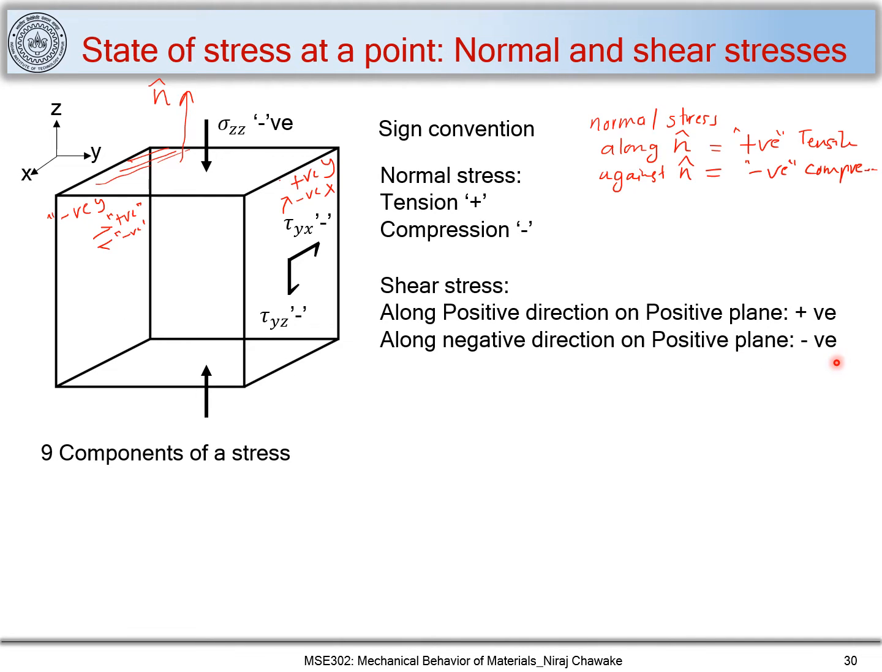Let me take one more example to demonstrate this. Let's say I have this plane which is the negative z plane. Let's say I have a shear stress acting along this direction, which is the positive y direction. So this will be on a negative z plane, but it is acting along the positive y direction. So this will be negative shear stress, negative tau.